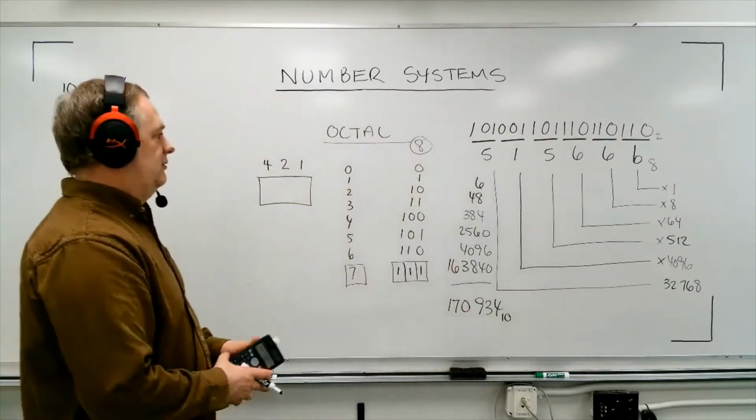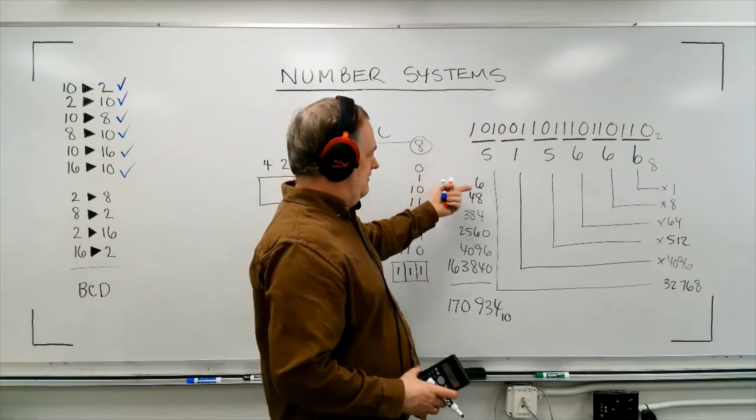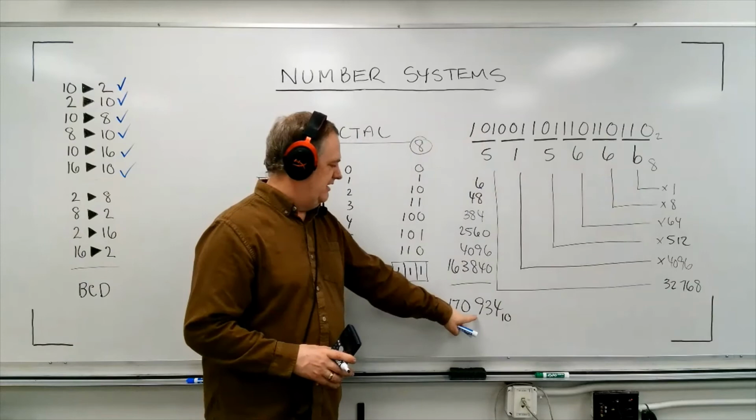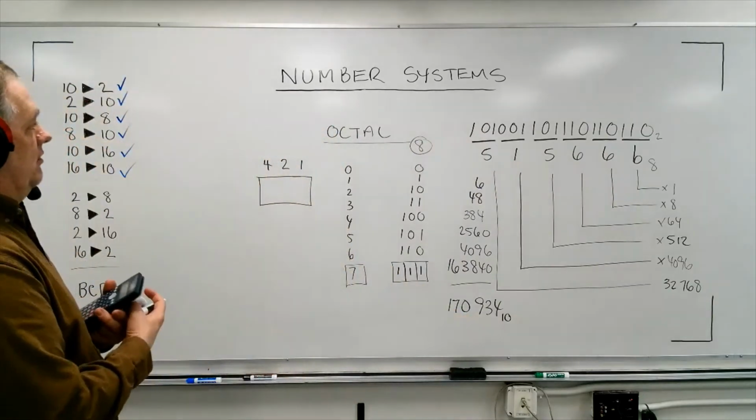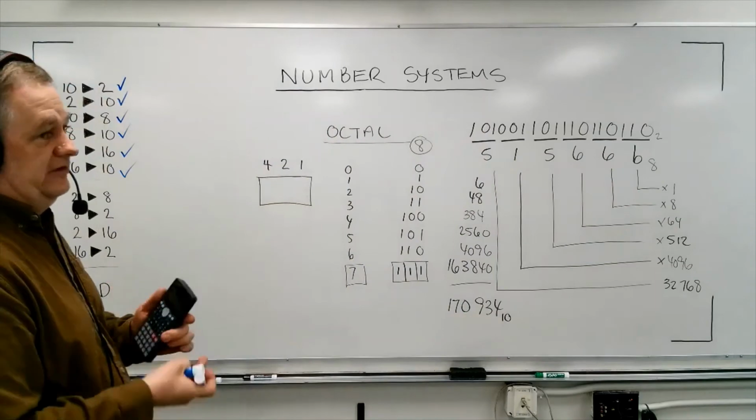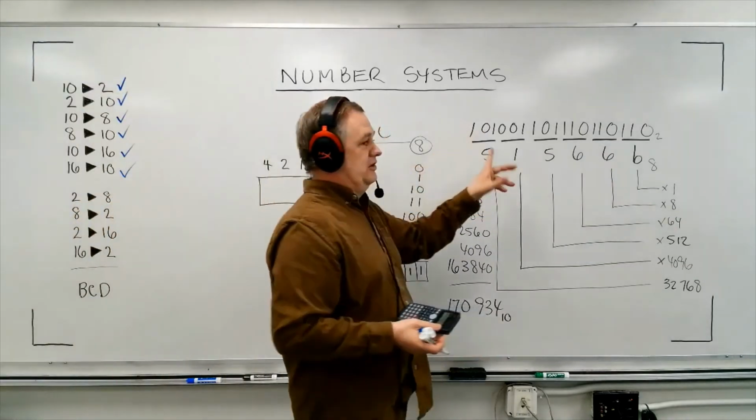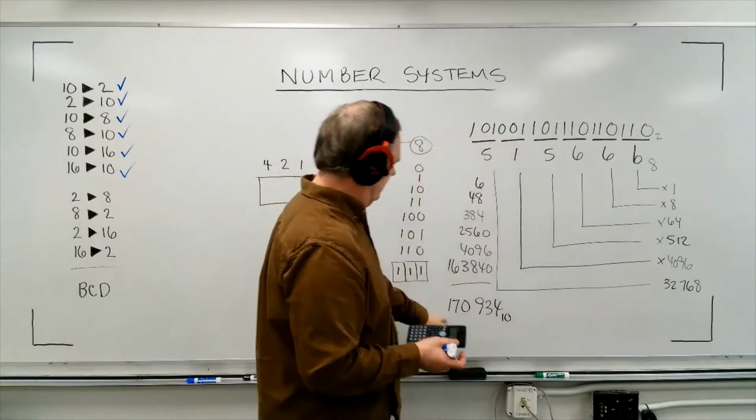So we converted from binary to octal, and now we've double checked this octal number, and it looks like it's about 170,934. Now, it would take a fairly good sized calculator to input this number. You could do it with an online calculator probably. You could run this in and it should tell you the same value.